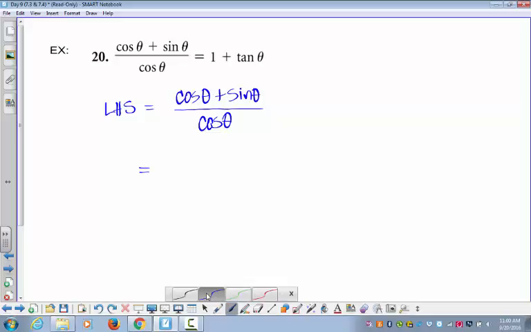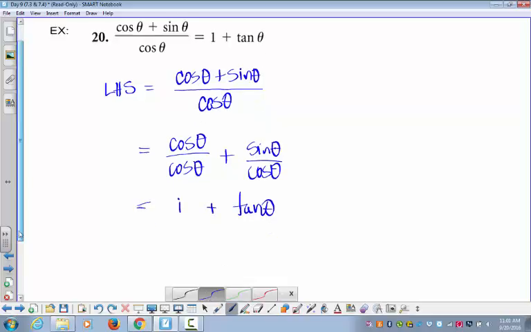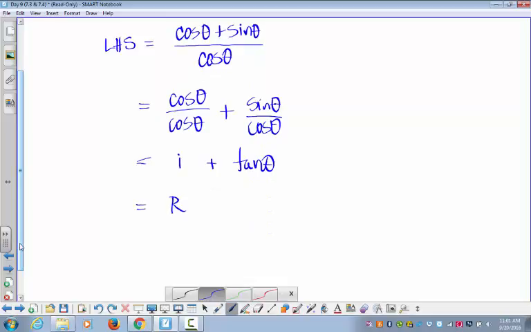Does everybody see the next step? Distribute that denominator. So cosine over cosine, and then sine over cosine. Cosine over cosine is 1, sine over cosine is tangent. And that is the right-hand side. Yeah. Well done. All right, let's take a 10-minute break.